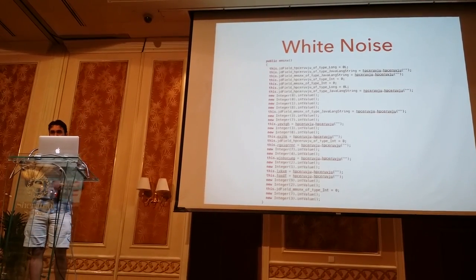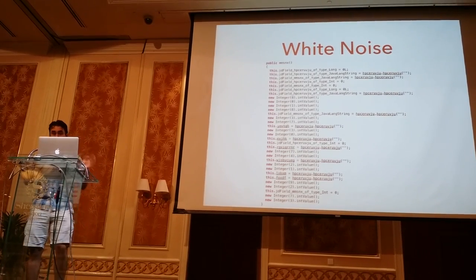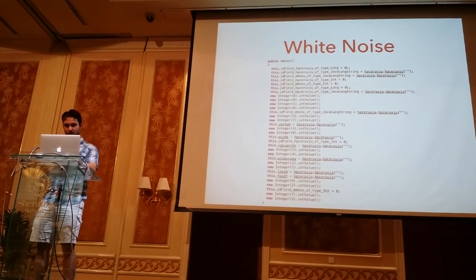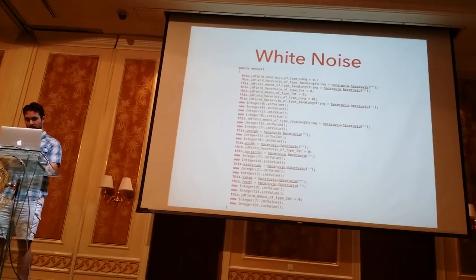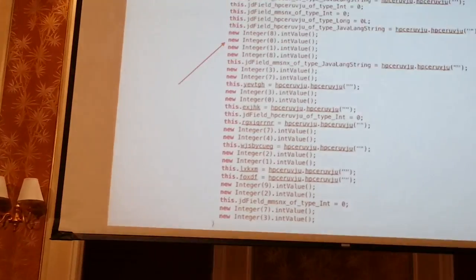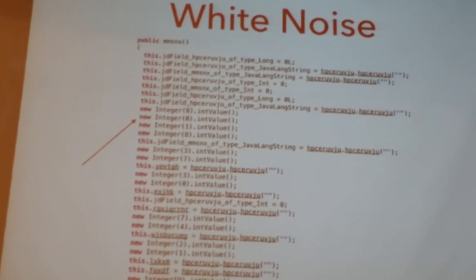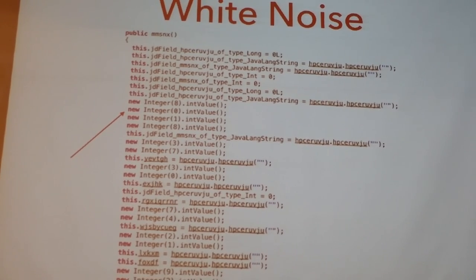Here's an actual example from some malware that I just pulled out. There's a lot going on here. There's a little bit of string encryption, you can see with those weird empty strings. But the thing I wanted to point out here is these. There's a lot of lines that say new Integer(8).intValue. So all that's doing is saying 8.